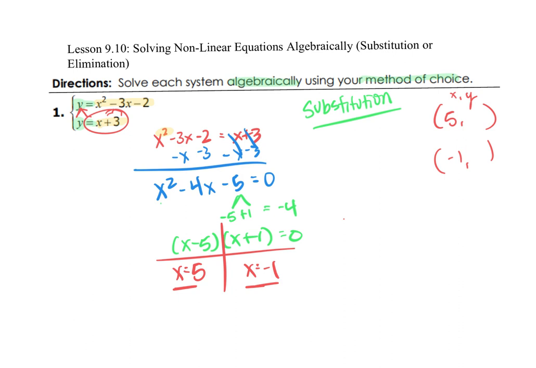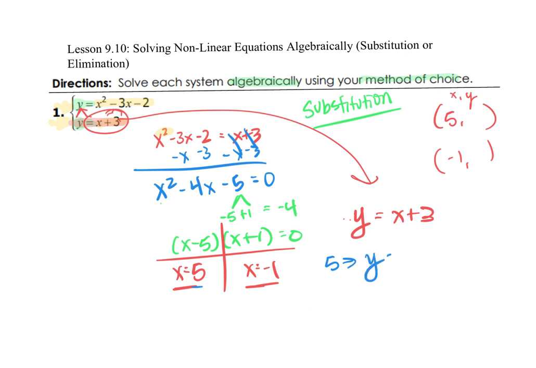So now I'm going to look at the top two. It doesn't matter if I choose the top equation or the bottom equation, but I am going to use the bottom one, y equals x plus 3, just because it's simpler. It doesn't matter which one I plug into, I'll get the same answers for y for 5 and for negative 1. First I'm going to plug in 5 for x. So y is equal to 5 plus 3, which equals 8. So when x is 5, y is 8.